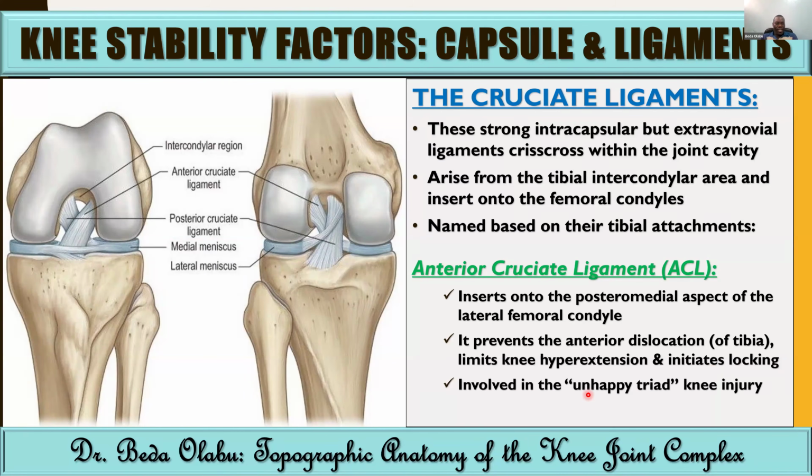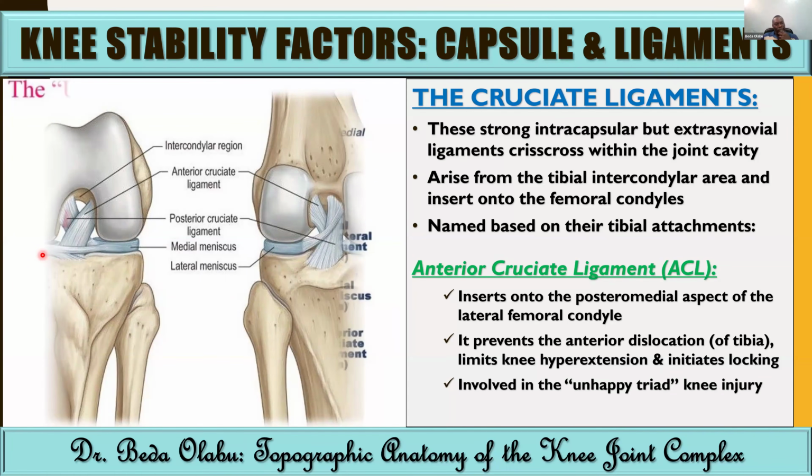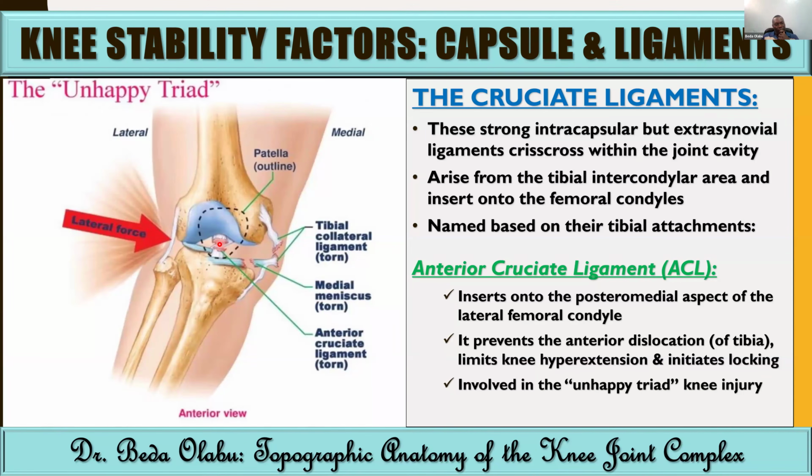From a clinical perspective, the ACL is usually attached to the medial meniscus, which is also attached to the capsule, and also attached to what we call the medial collateral ligament. So what is the unhappy triad? The unhappy triad is simultaneous injury of three knee structures. We have the anterior cruciate ligament, the medial meniscus of the knee, and the medial collateral ligament. The medial collateral ligament is also called the tibial collateral ligament. So the simultaneous injury of those three structures constitutes the unhappy triad.